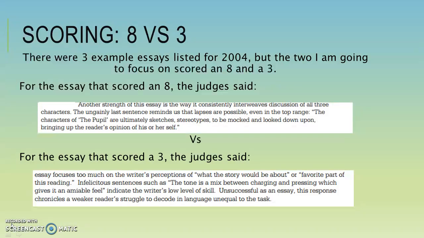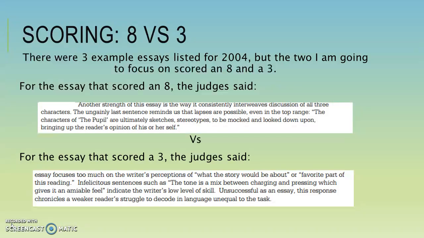Scoring an 8 on an essay versus a 3 on an essay. For 2004, there were 3 examples listed. I'm going to talk about the 2 that I thought stood out to me. One of them scored an 8 and one of them scored a 3. On the last slide, the example that I used for a good thesis statement was actually from the essay that scored an 8. And after reading through it, the AP Lit judges said that a strength of this essay is the way it consistently interweaves discussion of all 3 characters. So they didn't leave out information, they followed the prompt.